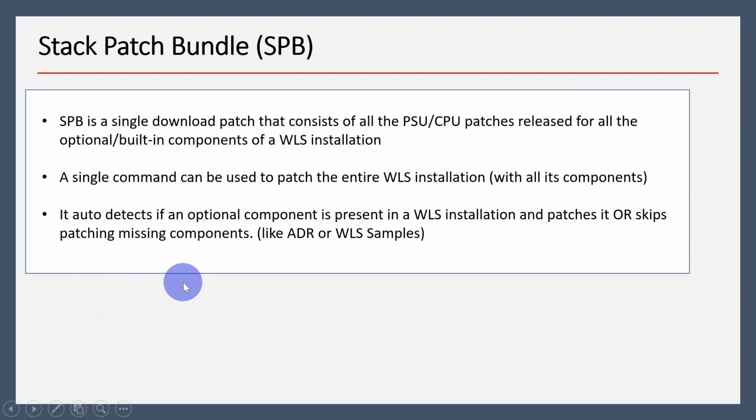On the other hand, SPB is a single download patch that consists of all PSU and CPU patches released for the product. So it is having both optional and built-in components. A single command can be used to patch the entire WebLogic installation, and it auto detects if an optional component is present in WebLogic installation, and it patches it or it can skip if there is a missing component. So for example, you don't have ADR or Coherence with your installation, it will skip it.